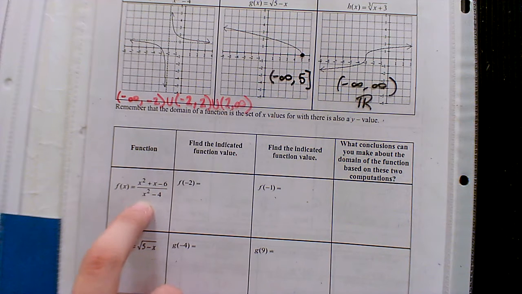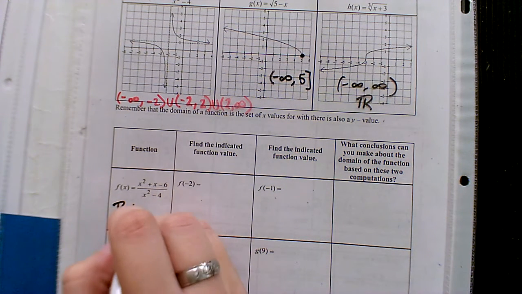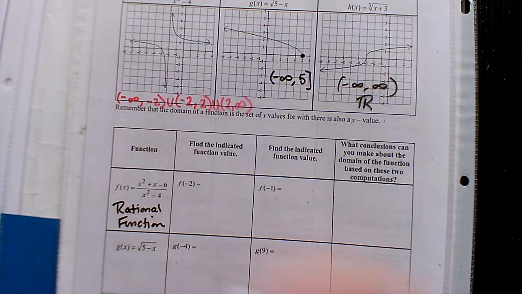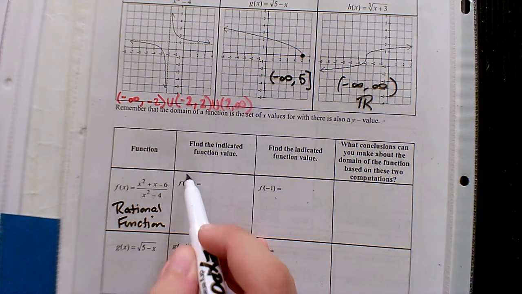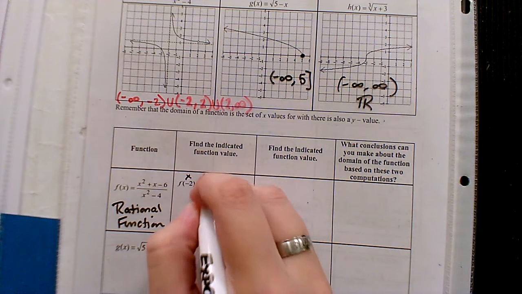Do we know what a fraction equation is called? Like, you know how a parabola is a quadratic function? Do you know what a fraction equation is called? Probably not. Have we heard rational? Maybe? Okay. So a fraction equation is a rational function. So look at the first column. Find the indicated function value. If this negative 2 is representing an x value, let's go ahead and plug it in and see what we get out.